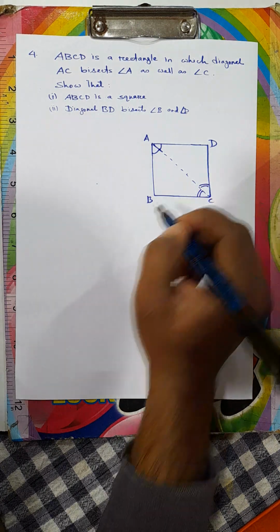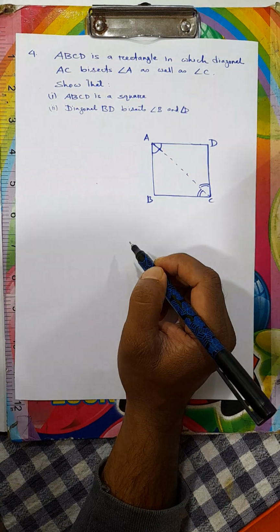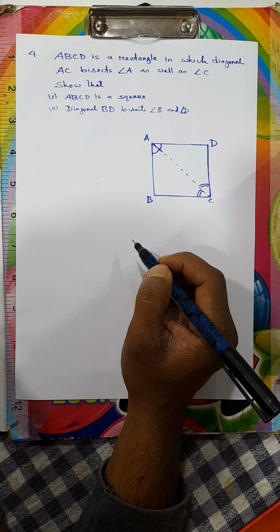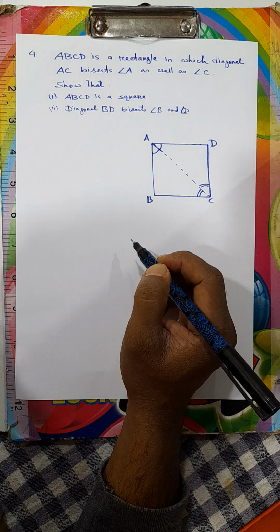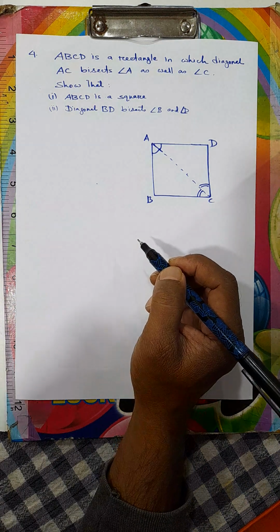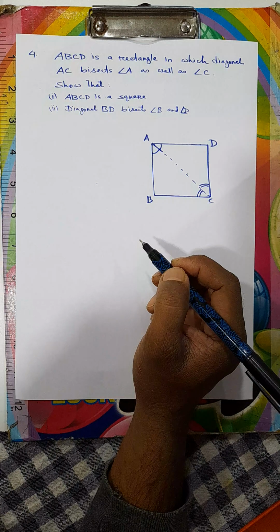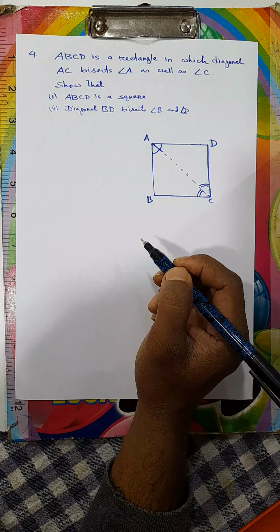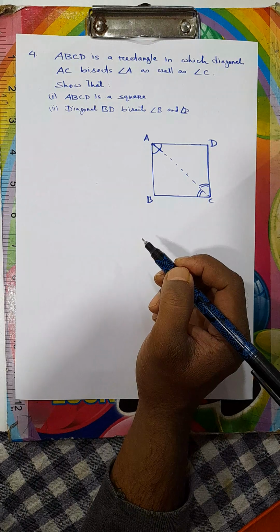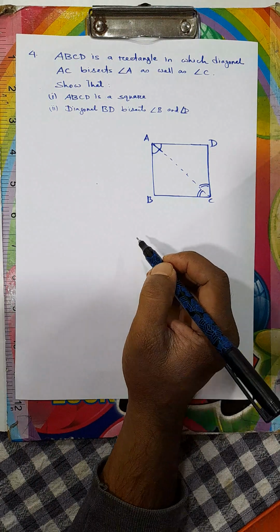So when can you say a rectangle is a square? A rectangle will be a square when you find that all sides are equal, right? Normally in a rectangle, one angle is a right angle. So we have to prove that a rectangle can be a square. A rectangle will be a square when all sides are equal. So we will try to prove this.